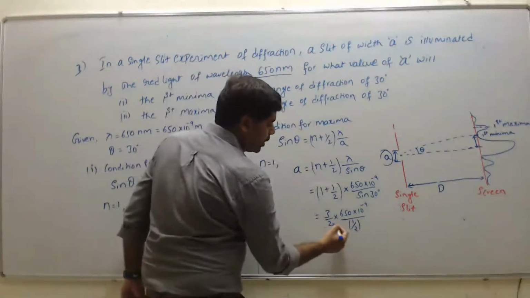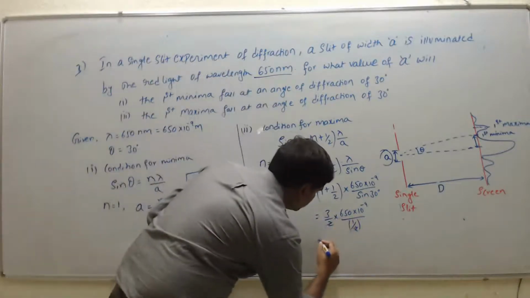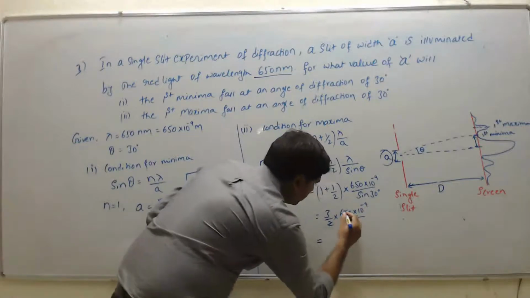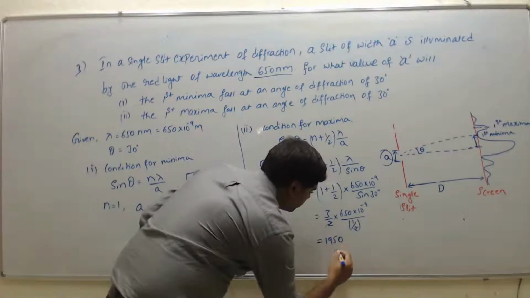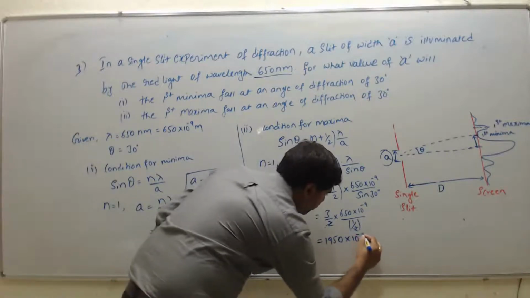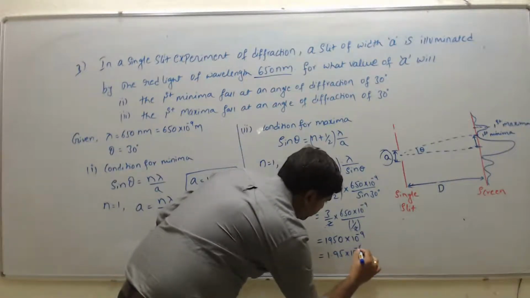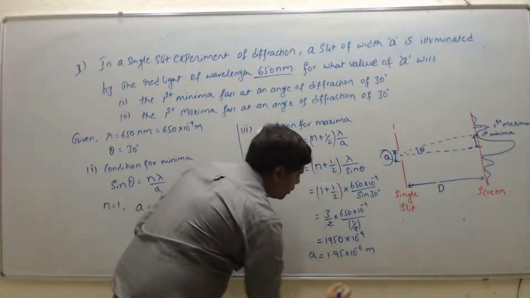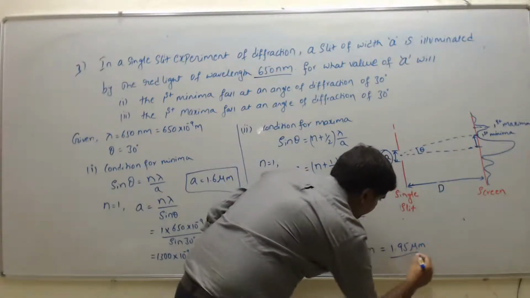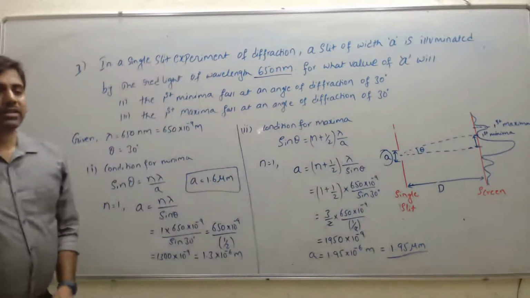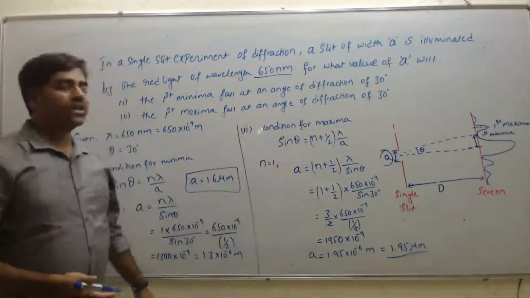So the 2 in the denominator and the 2 cancel. Next, 3 into 65. 3 fives are 15, then 18, that is 1950 into 10 to the power of minus 9. This can be written as 1.95 into 10 to the power of minus 6 meter, or we can write 1.95 micrometer. So this is the final answer for the first maxima, which falls at the diffraction angle of 30 degrees.